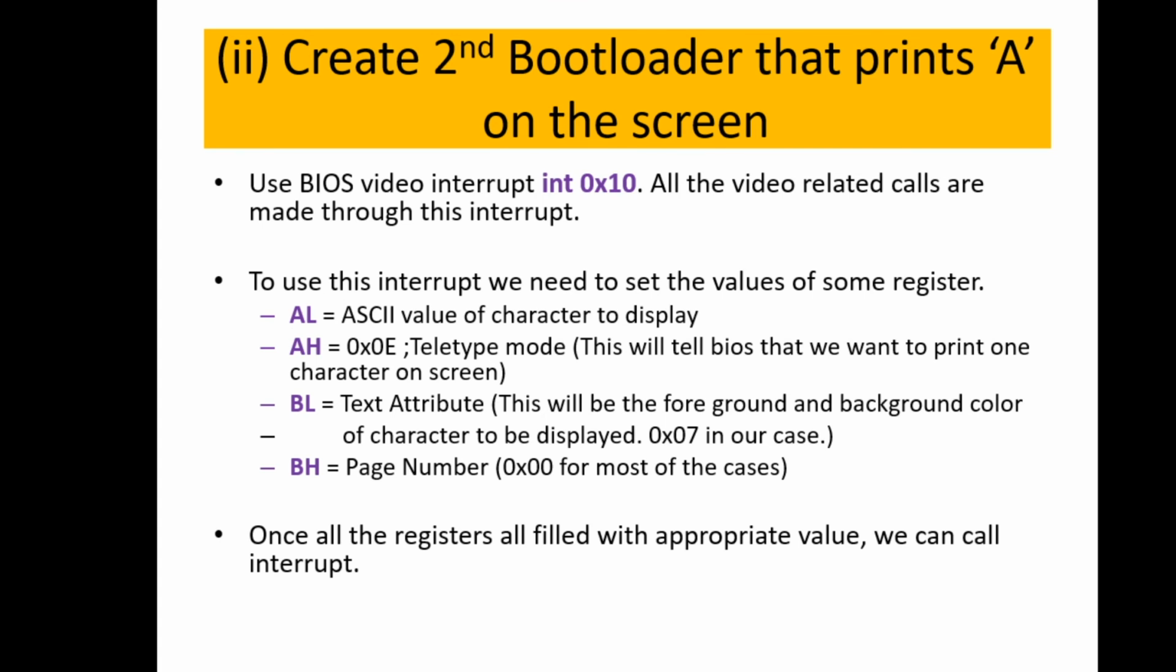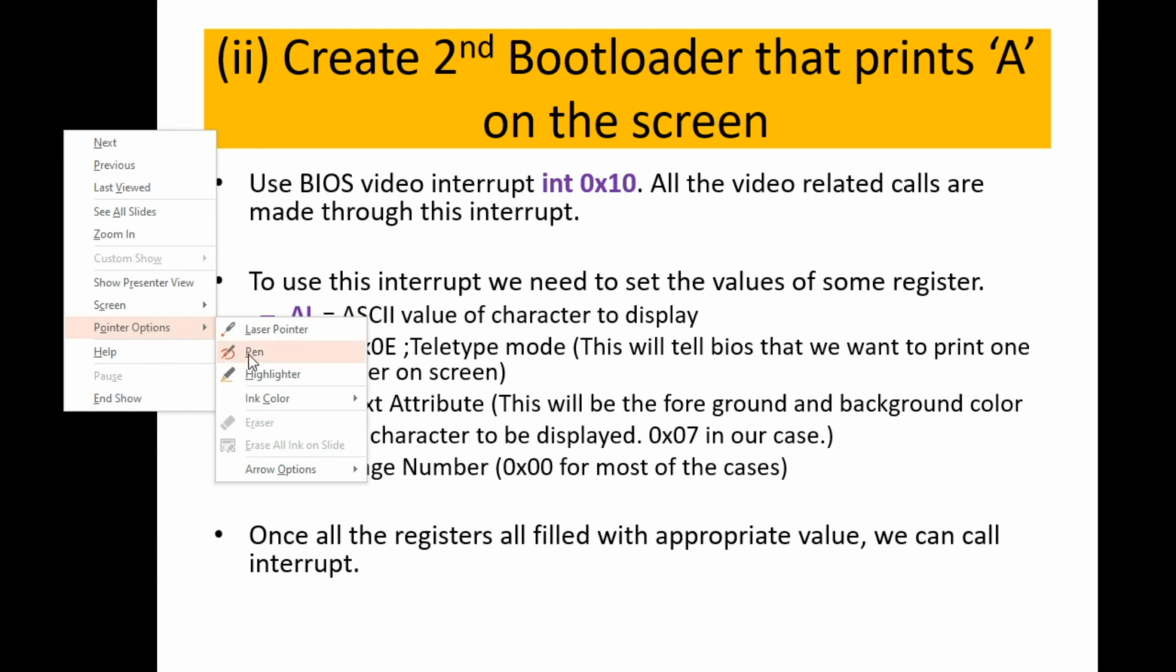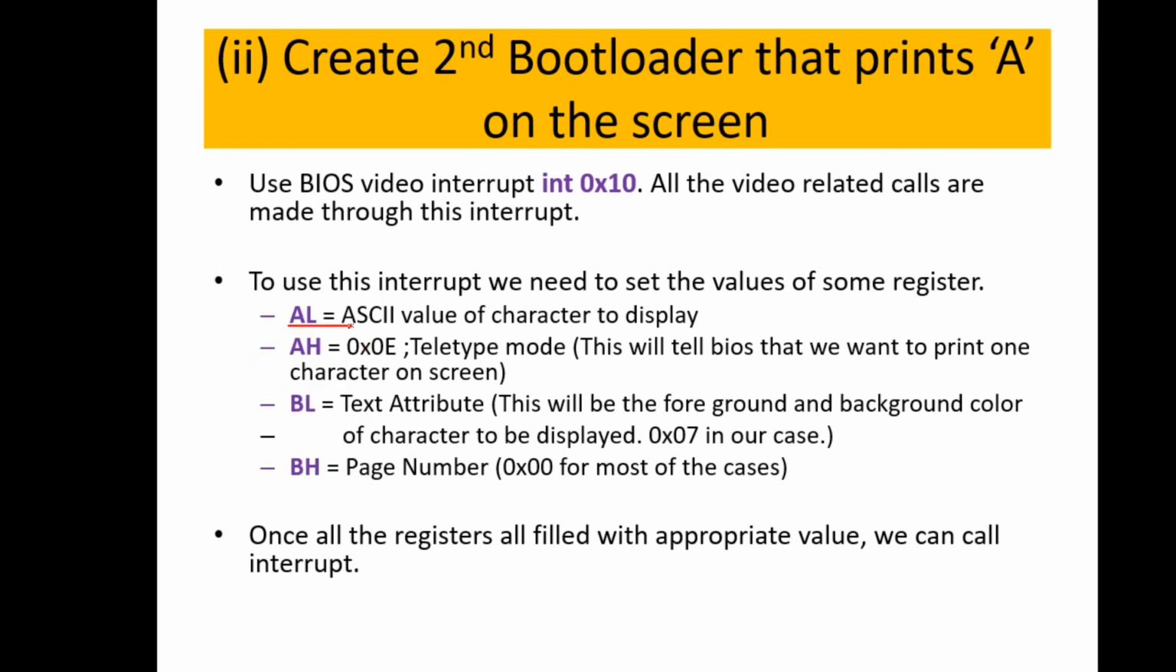Whatever character you want to display, first we have to move it to the AL register. Whatever content is available in the AL register will be used for displaying the output. And the AH value is the interrupt function used to display the character on the screen. We'll be calling this teletype mode. And the BL value is used to set the character color. In this case we'll be using 0x07.